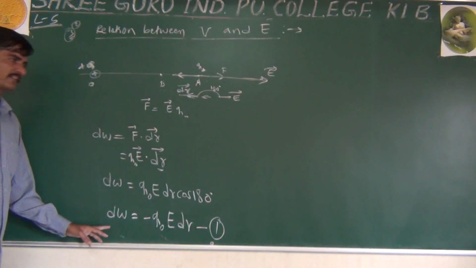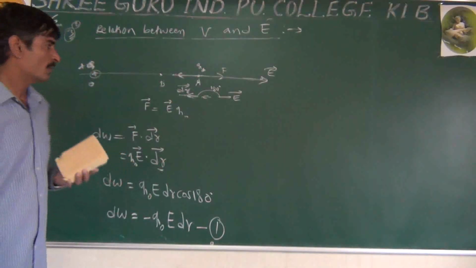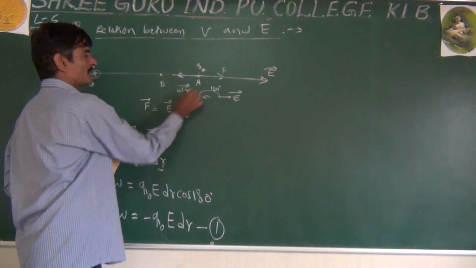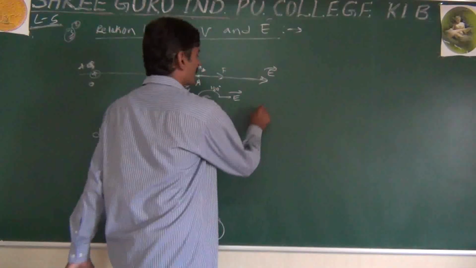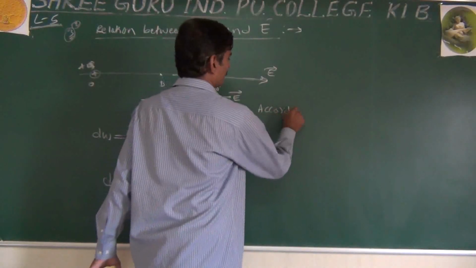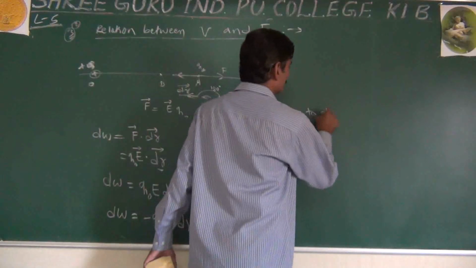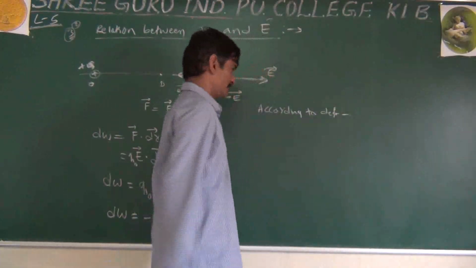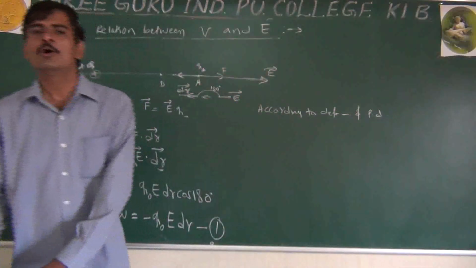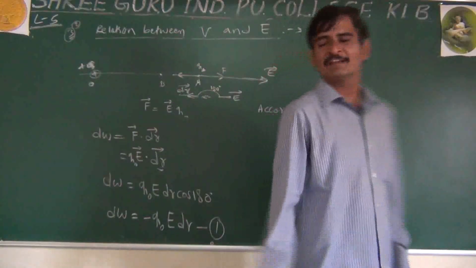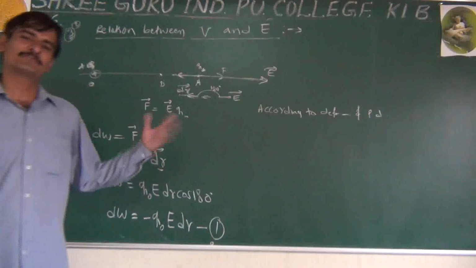This is the work done in moving a charge Q naught from A to B through a small distance dr. Now, according to the definition of potential difference, we have already defined it in the first class itself.